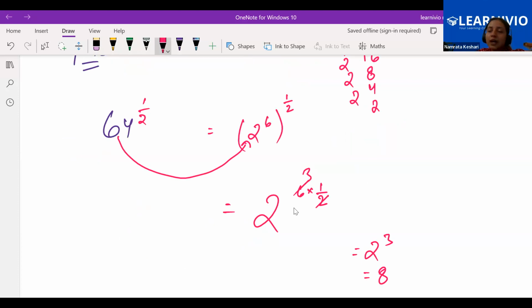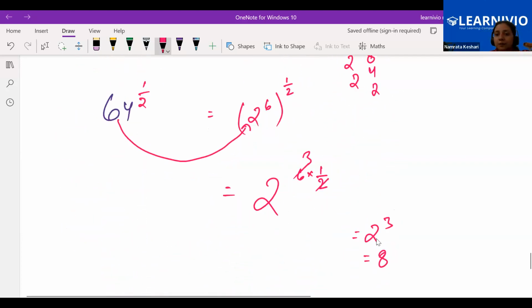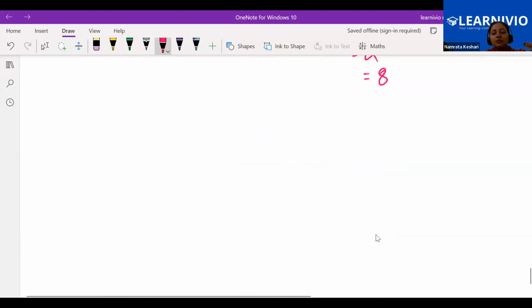Always, ma'am, whenever any number is there, first try to do the factorization of that. How? By observing it? No. You have to do this factorization the way we have done over here, like this. Let's do a few more questions.